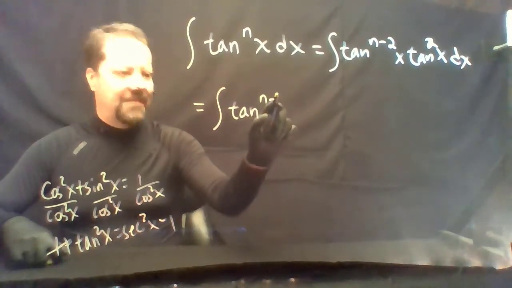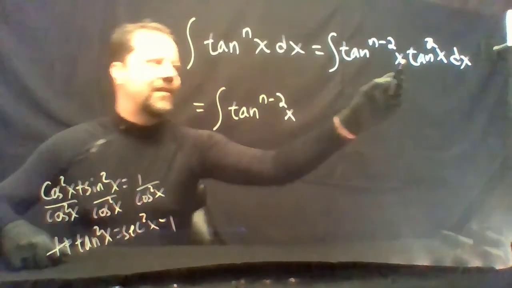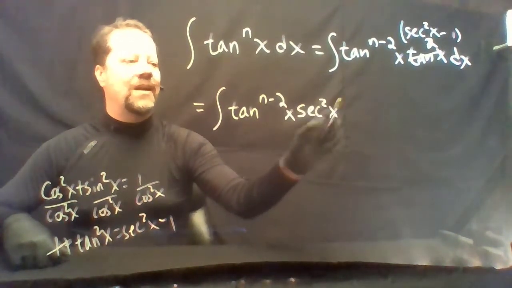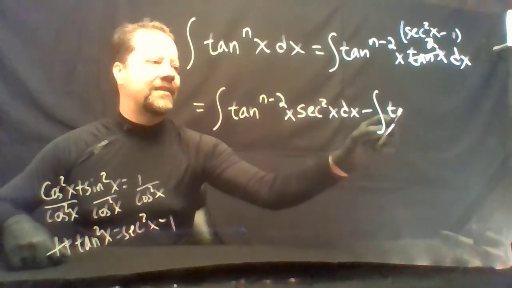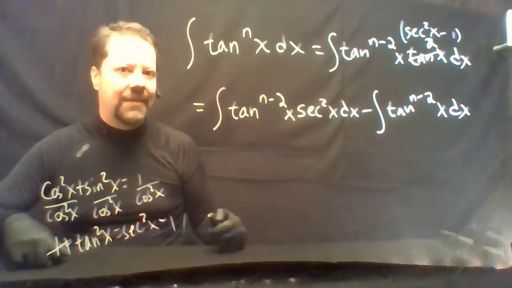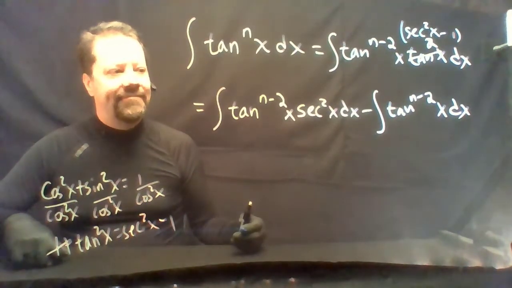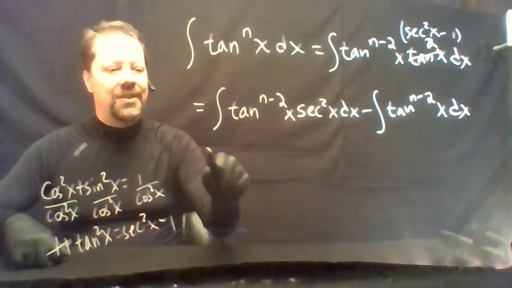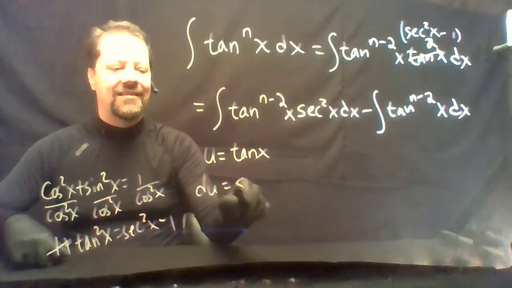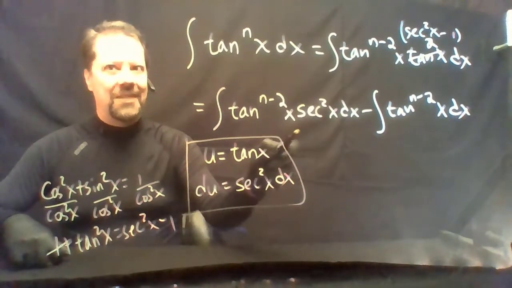We have tangent to the power of n minus 2 x. Over here we're going to have secant squared x minus 1. So we'll have secant squared x dx minus the integral of tangent to the n minus 2 x dx. You can see a reduction formula seems to be coming along. We just have to figure out what to do with this first integral. For that, you can see that you might be able to do a u substitution. u is tangent x. Do you remember the derivative of tangent? Secant squared x. I feel a u sub coming on.